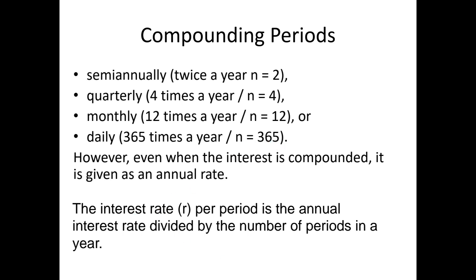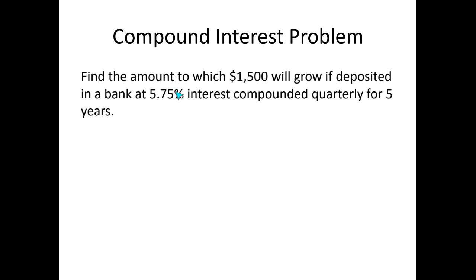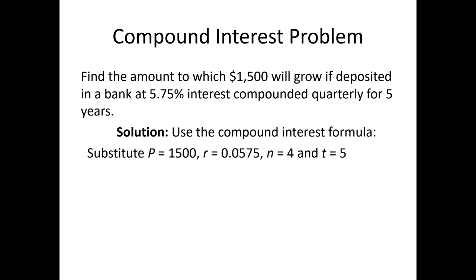Okay, so let's go ahead and try a problem. Find the amount to which $1,500 will grow if deposited in a bank at 5.75% interest compounded quarterly for 5 years. Something we can do first is identify the variables. 1,500 is what you're starting with, so that's going to be your P. Your interest rate in a decimal, we move the decimal to the left 2 places, so we end up with 0.0575.